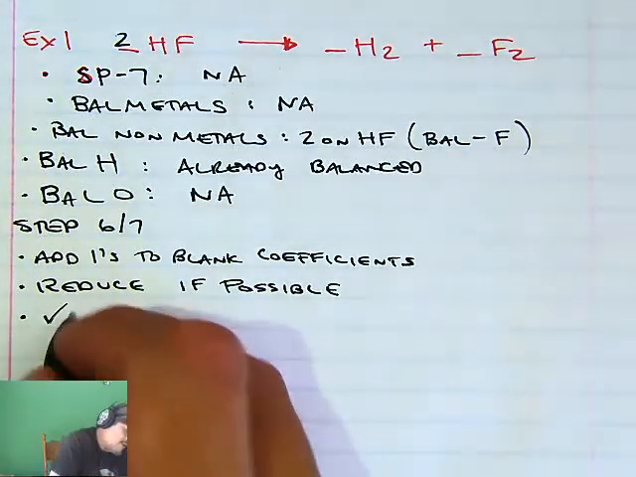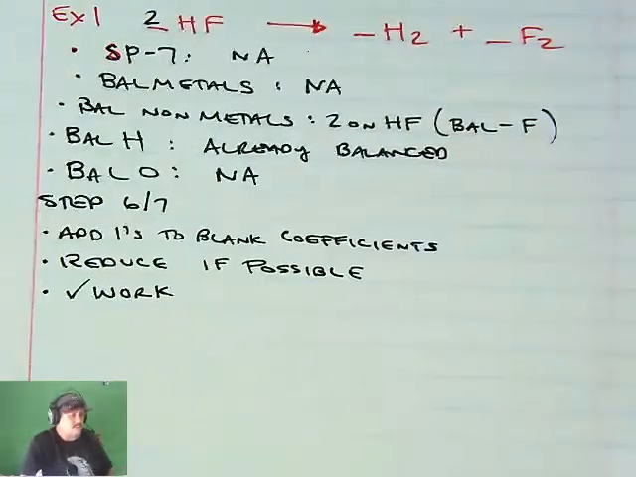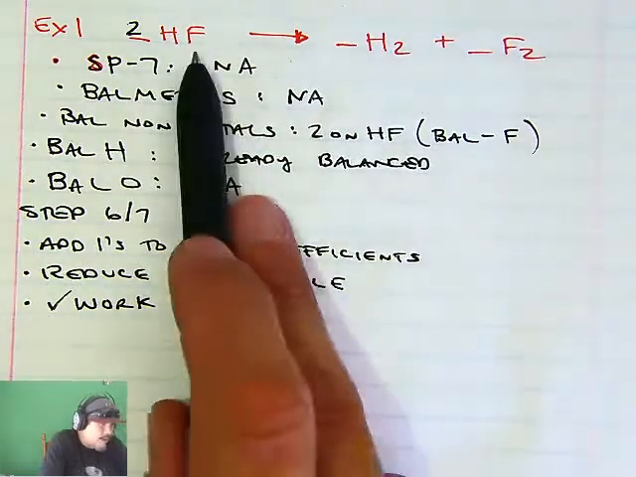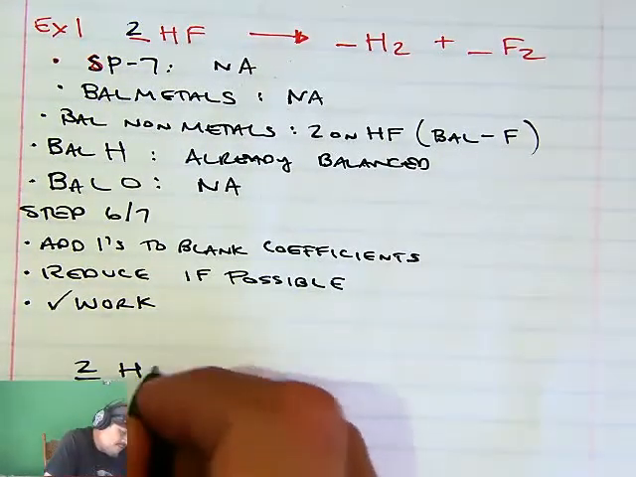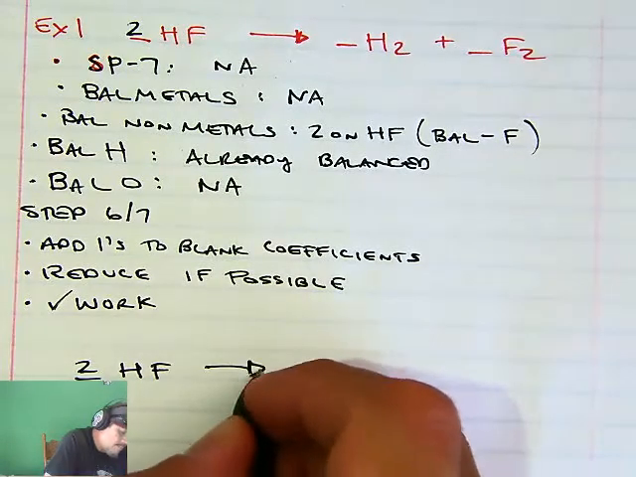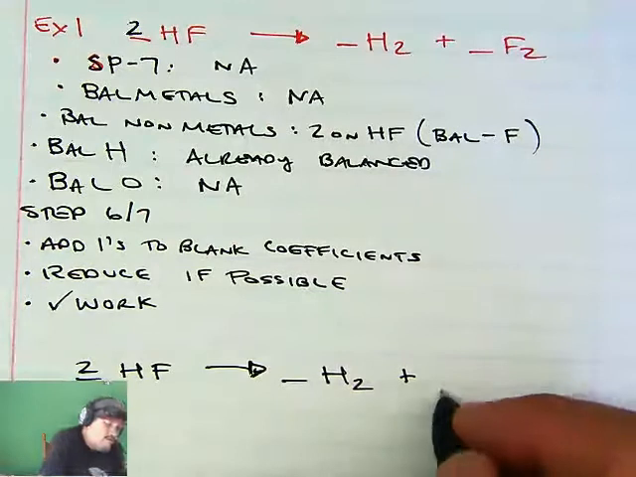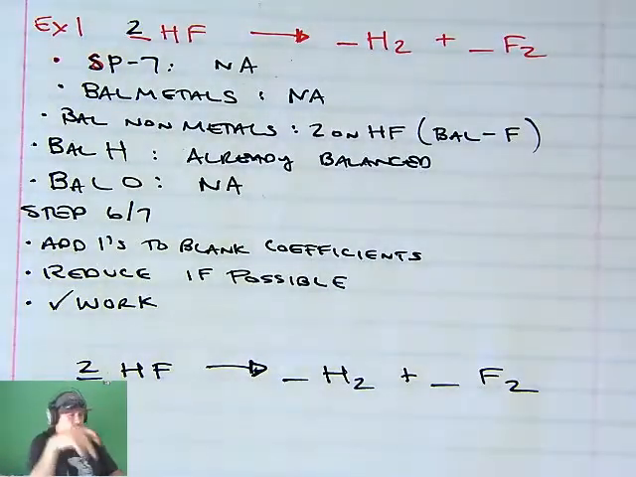And we're going to check our work. So those are steps 6 and 7. Okay, I'm going to rewrite what we ended up with up here. So that's going to be this: we have 2 HF, H2, F2. That's what we ended with.